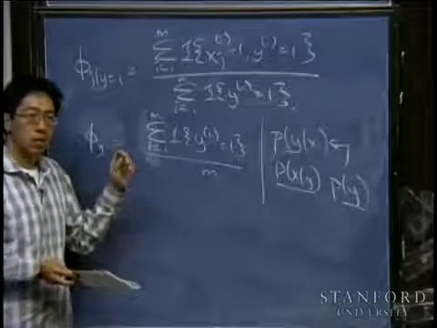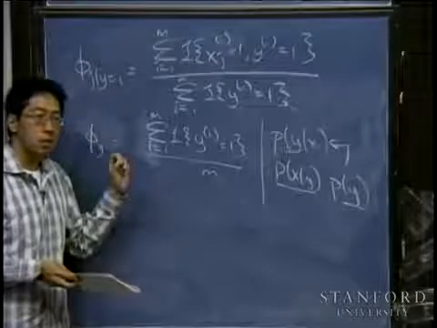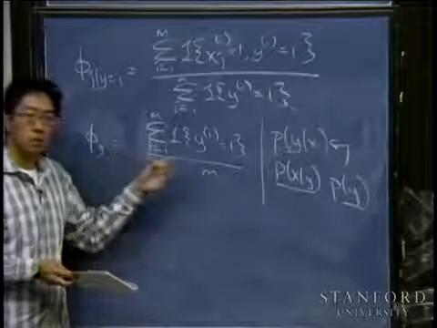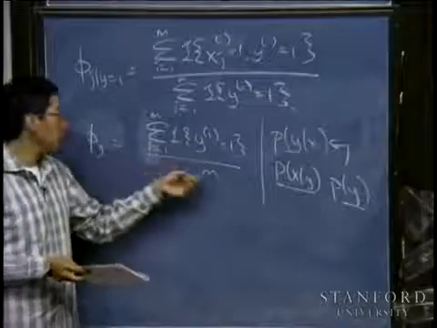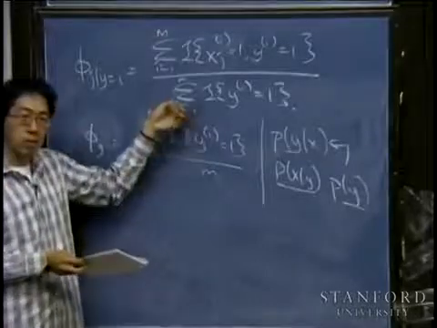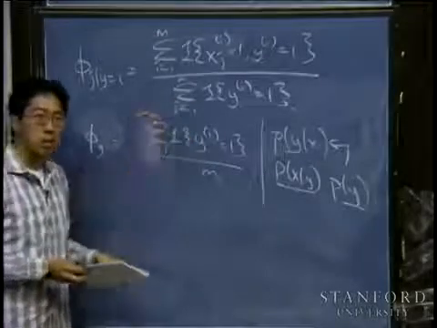Other questions? Does it make sense? Right, m is the number of training examples. So when you have m training examples, you plug them into this formula, and that's how you compute the maximum likelihood estimates.